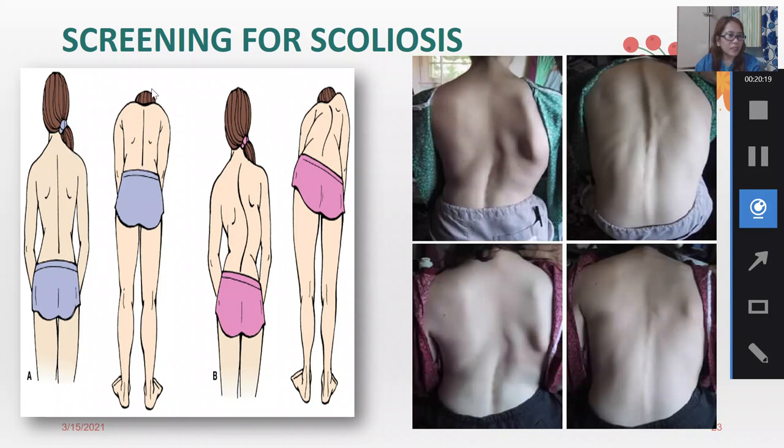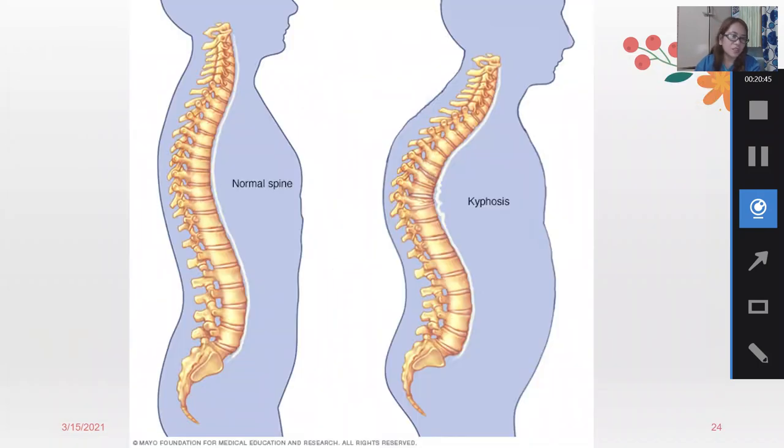When you ask the client to bend forward, you can see that from the cervical, the thoracic, and the lumbar spine, it is straight. Unlike this one in letter B, dyan pa lang kita mo na yung S shape. And then when you ask the client to bend forward, this is how it looks like. So that is scoliosis. So just another view for you to know what is scoliosis.